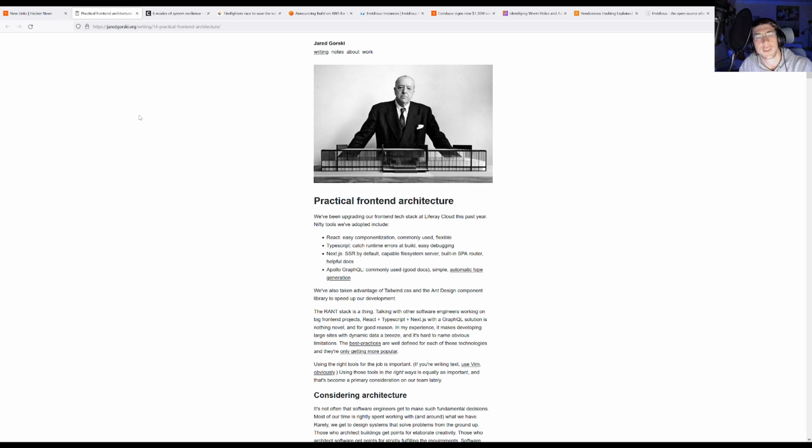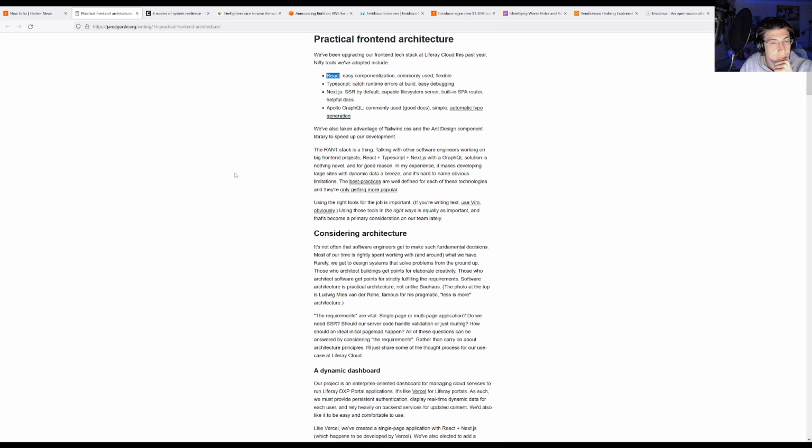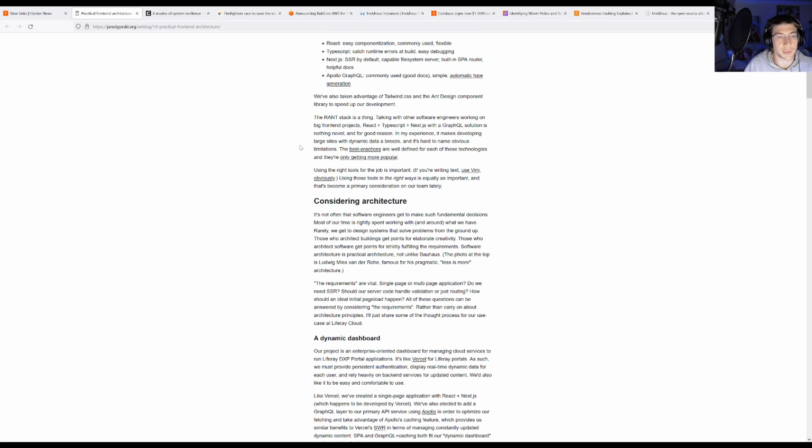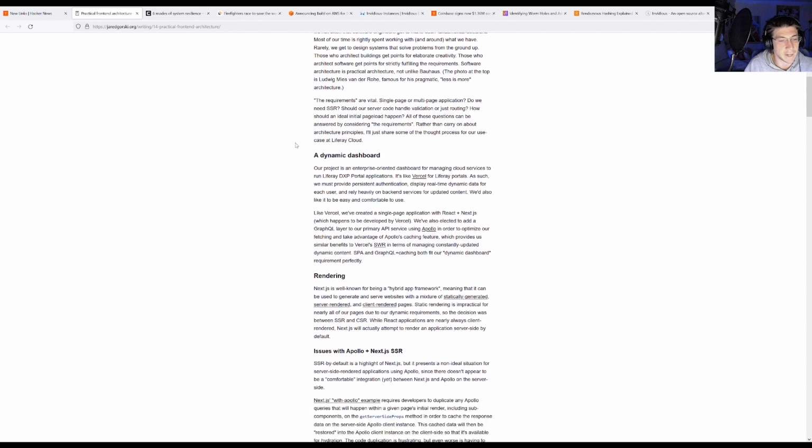We've been upgrading our front-end tech stack at Liferay Cloud this past year. Nifty tools we adopted include React, TypeScript, Next.js, and Apollo, Tailwind CSS, and the Ant Design component library. It makes developing large sites with dynamic data a breeze. I agree.